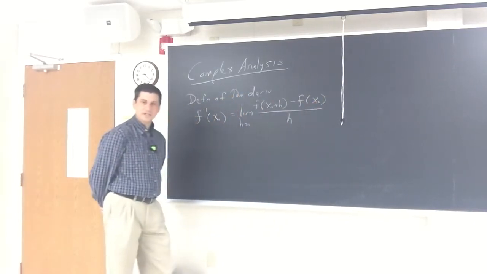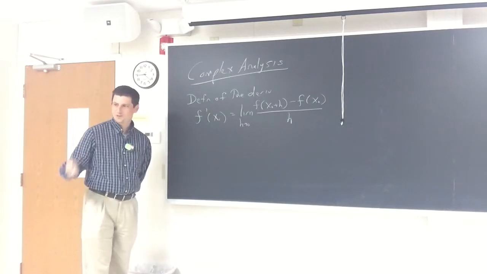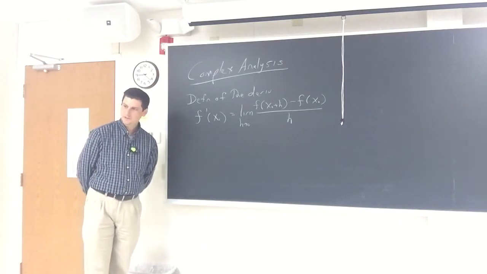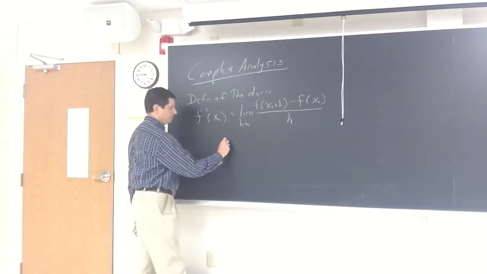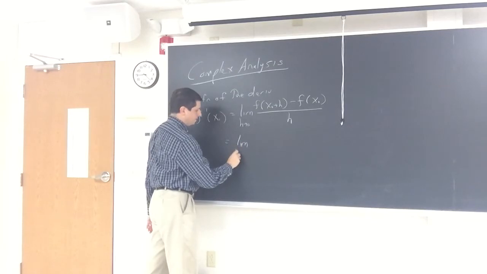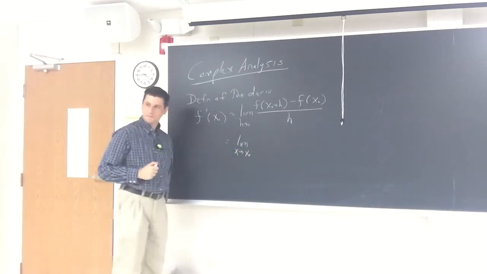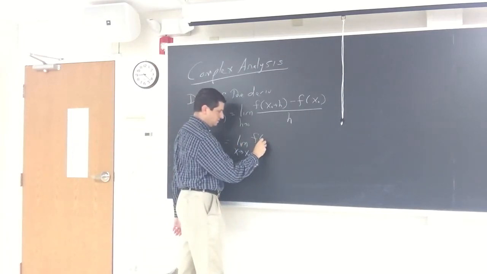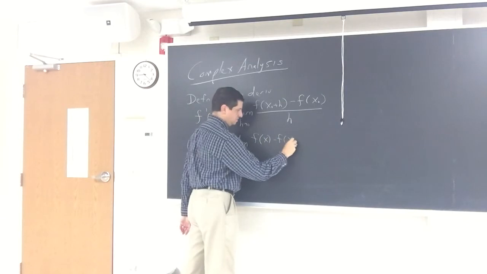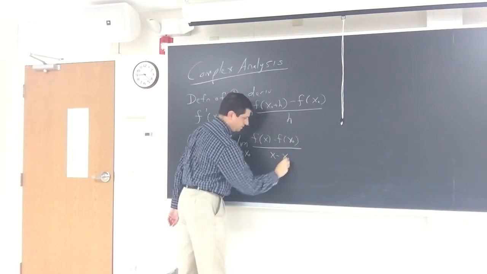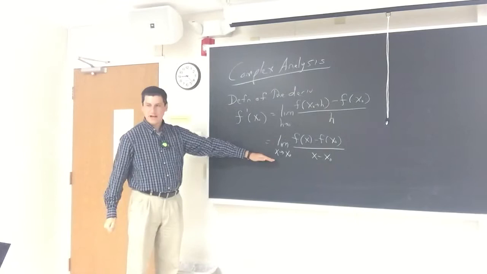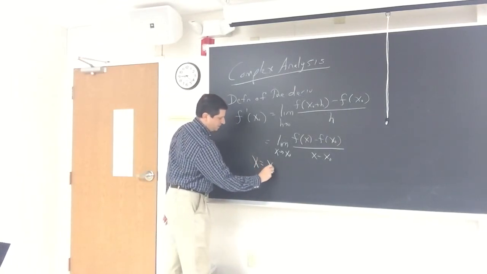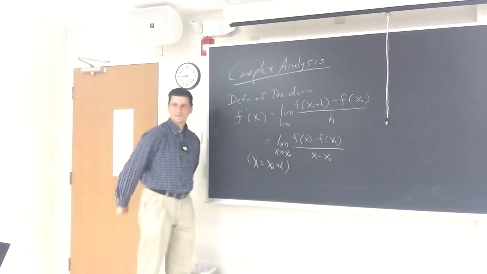Okay. Has everybody seen another definition? What's the definition you've seen? f prime of x is equal to the limit as y approaches x of... So I'll do it as x goes to x naught. Of f of x minus f of x naught over x minus x naught. So it's not that much work to see that these are equivalent. Let x equal x naught plus h.